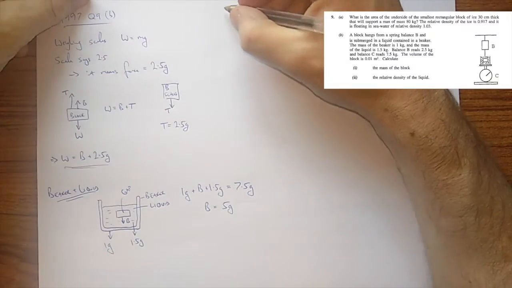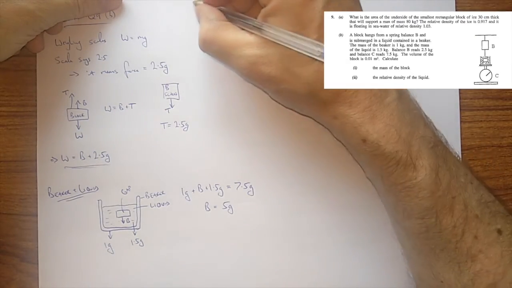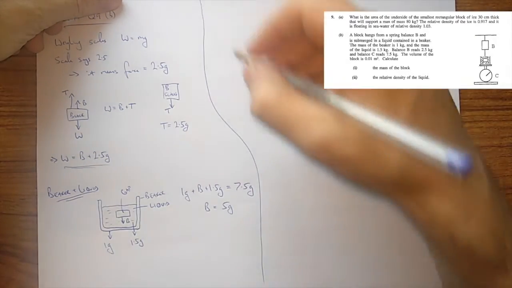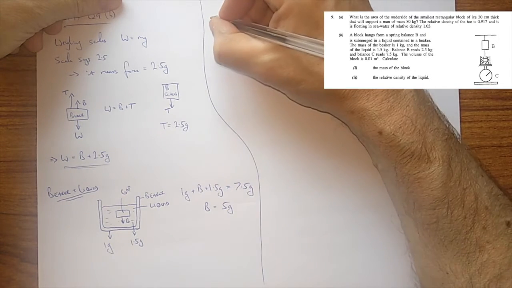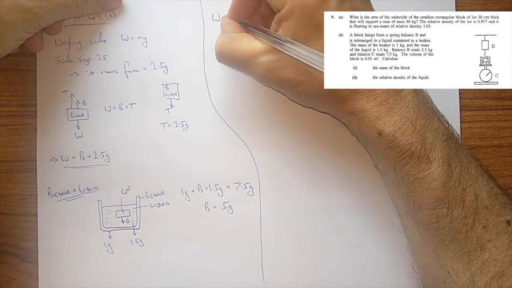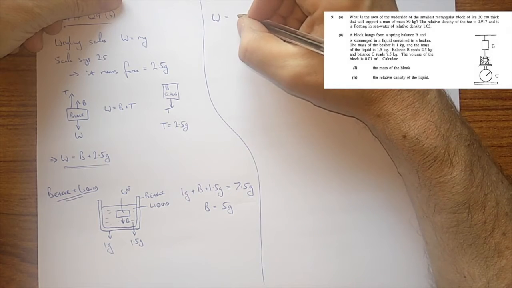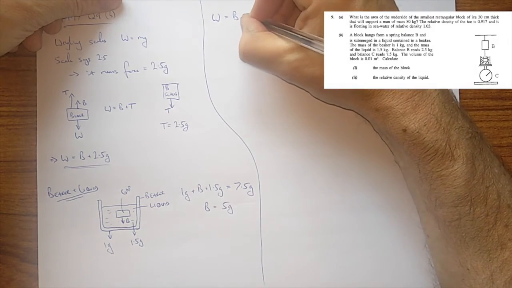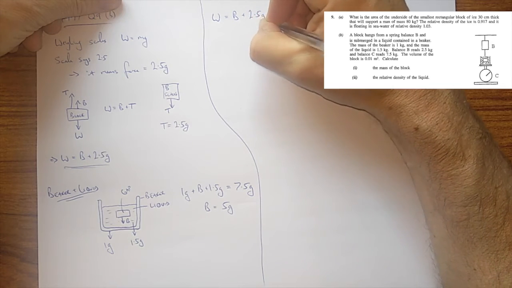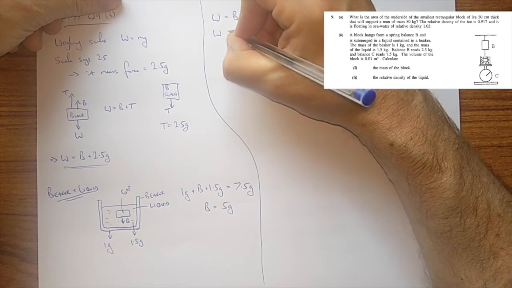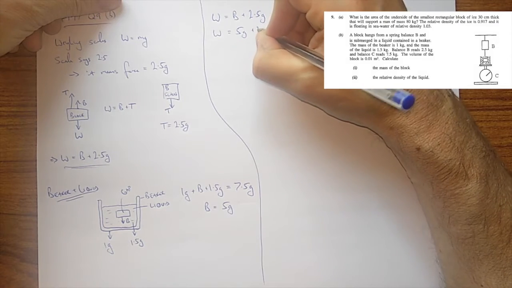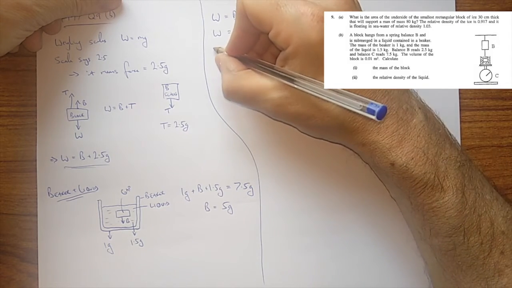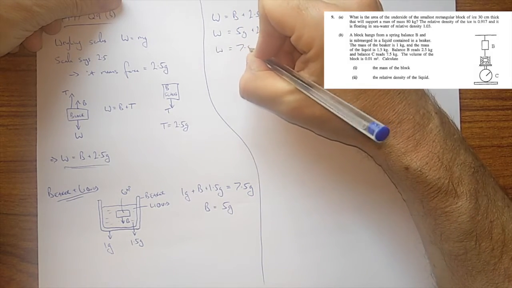So if we come up to the top of the page here, there's a bit of space. We know the weight of the block is the buoyancy plus T, is the buoyancy plus 2.5 G. So the weight of the block equals 5G plus 2.5 G. So the weight is 7.5 G.